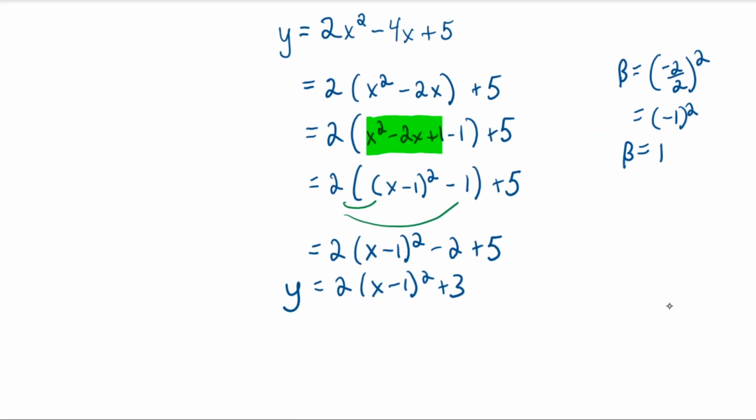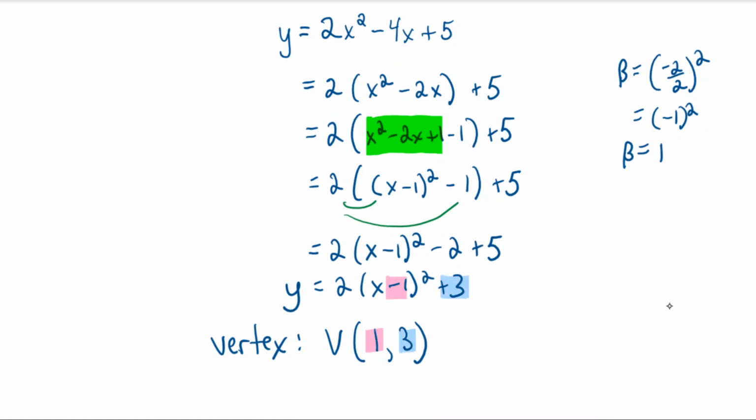So we can quickly see our vertex is going to be 1, 3, which comes from this value. We just switch the sign. It's -1 here, it becomes 1 here. I'll leave that colored. And then the 3 goes here.